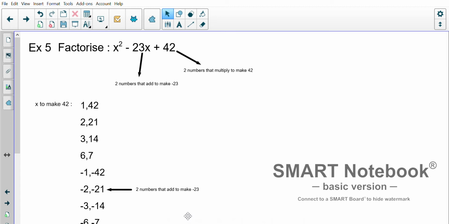So if you're going to factorise x squared minus 23x plus 42, you'll have an x and a minus 2, and an x and a minus 21.